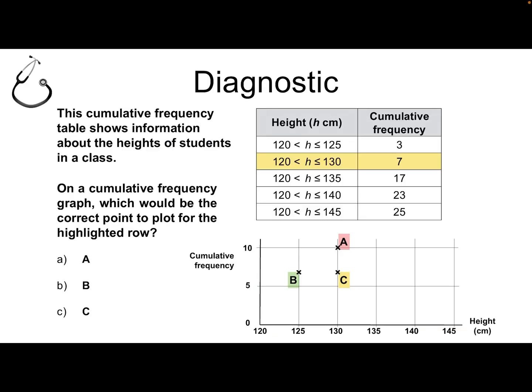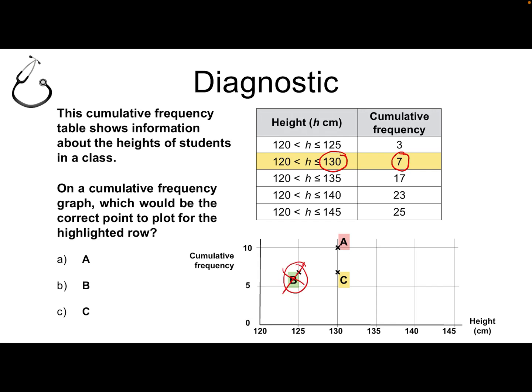Okay, so let's just do a little check here. This cumulative frequency table shows information about the heights of students in a class. On a cumulative frequency graph, which point would be the correct point to plot for the highlighted rows? So remember what I said, it's always the upper bound by the cumulative frequency, not midpoints. You're not going to use midpoints here, and you're certainly not going to use the lower bound. So this one's wrong. Okay?